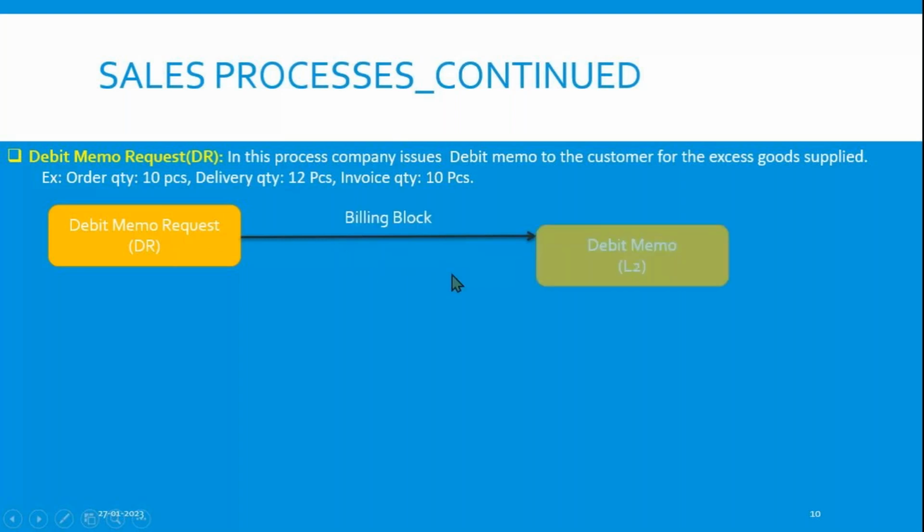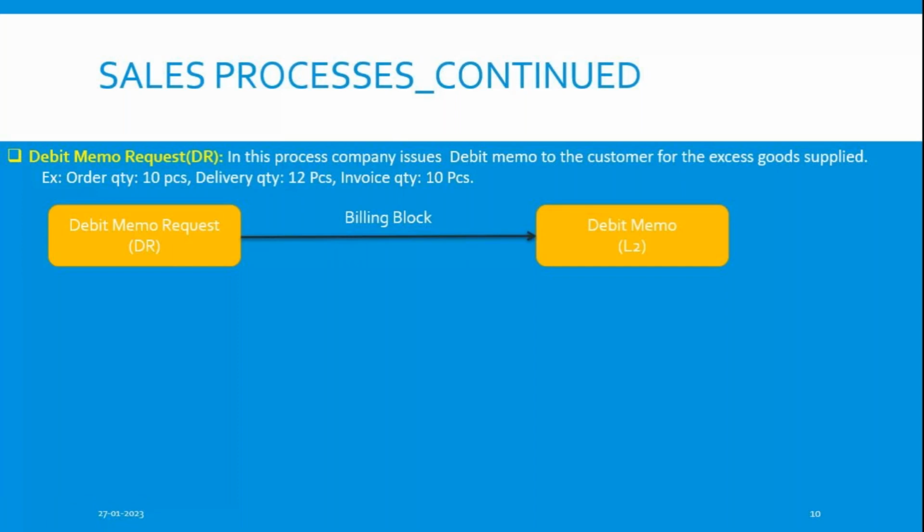Then we create a debit memo. Debit memo, what is the billing type? L2. Credit memo, G2. Okay, like this. The reason is, if the customer says, I don't want this extra, I will send it back, then we create a return order. See, based on the situation, this document type is selected. That's why, like how I am training you, to the end users we train all the process.